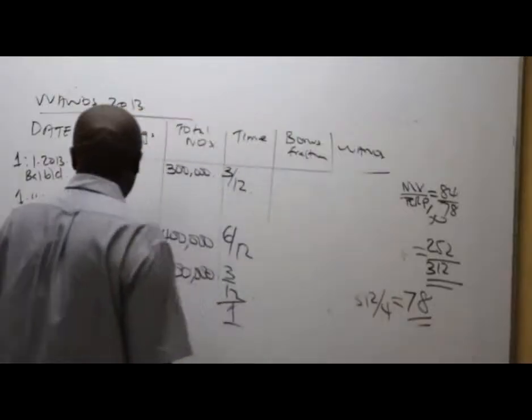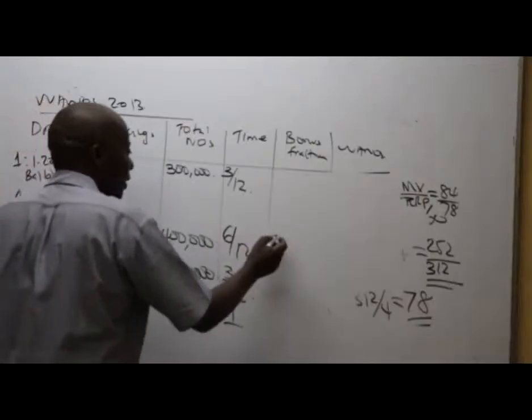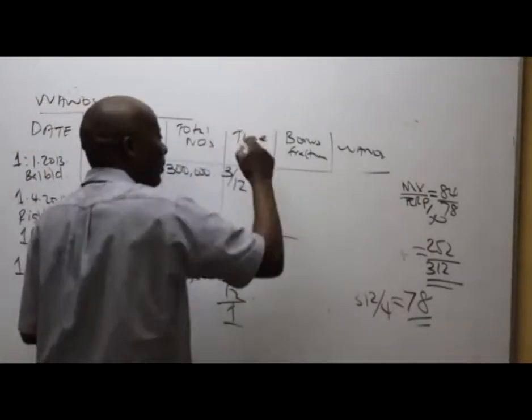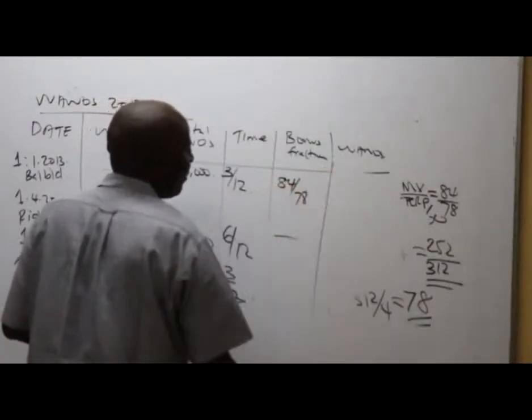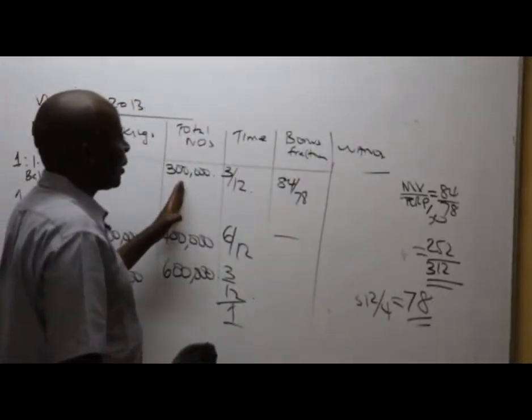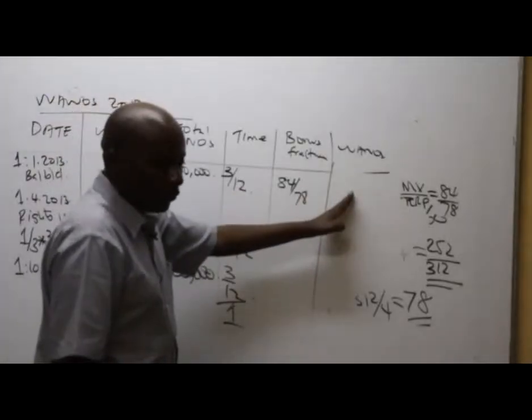Kumbuka uwezi ukaanzia mahali pa right issue. Your bonus fraction cannot start from there. It normally starts from the immediate predecessor and then goes up and up and up. So then this one here will be 84 over 78. And then I'll be able now to get the one-nos very easily by taking the total nos times the time fraction times the bonus fraction, which will give me this in form of a whole number.